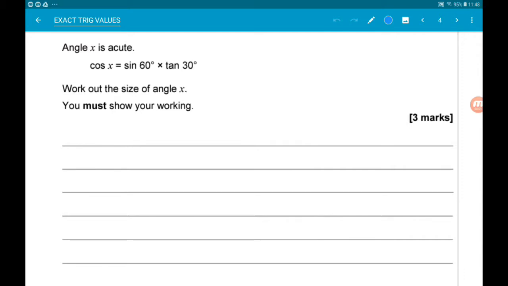Okay, next up, angle x is acute. Cos of x is equal to sine of 60 times tan of 30. Work out the value of x. You must show your working. Okay, so sine of 60 is root 3 over 2. And tan of 30 is root 3 over 3.